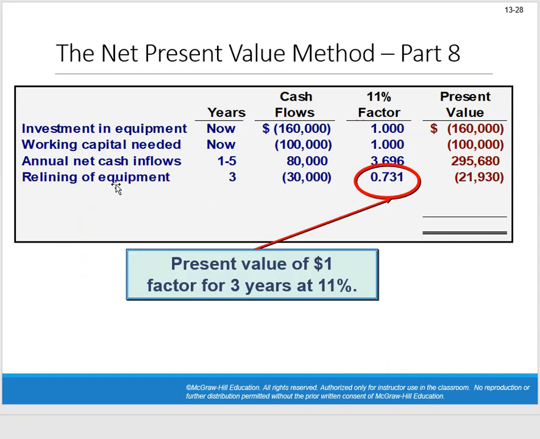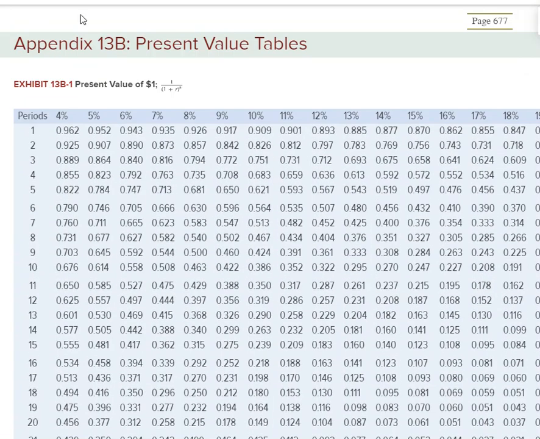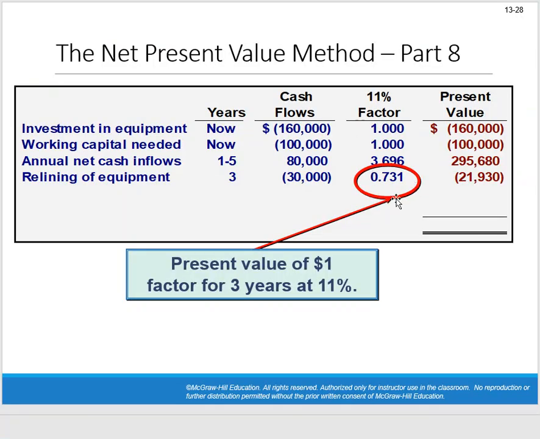We keep going. We have to reline the equipment in 3 years. So that's a $30,000 outflow. And now again, we've got to go back to the tables to find out our factor. So this is something that happens 1 time. It's not repeating, it just happens once. So which table should we use? I hope you said the first table, the present value of 1. So it happens 1 time, so we use the first table, and it was going to be in year 3. And we go to 11%, and we get 0.731. So that's what they're getting, 0.731. So that $30,000 in today's dollars is only $21,930.